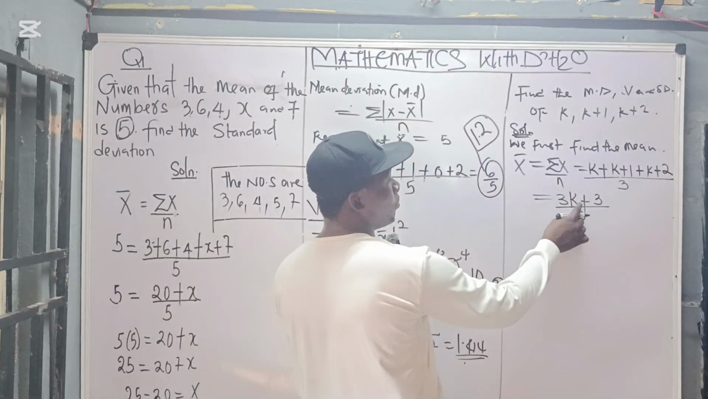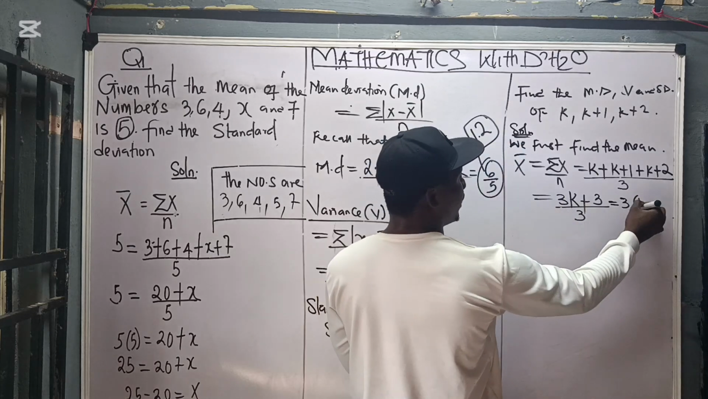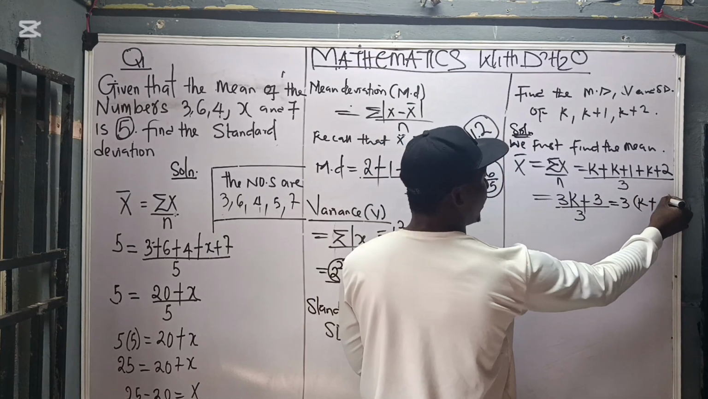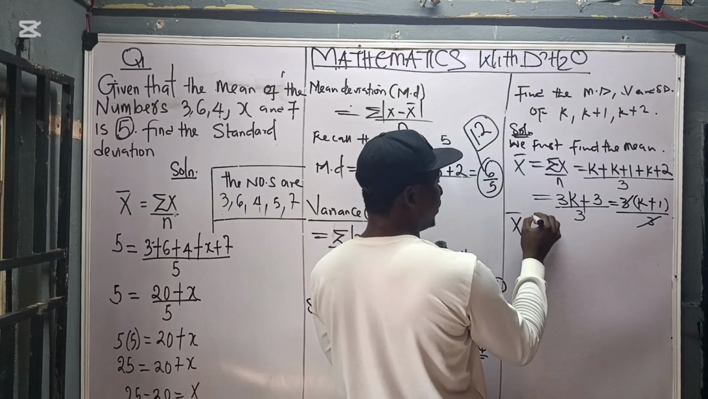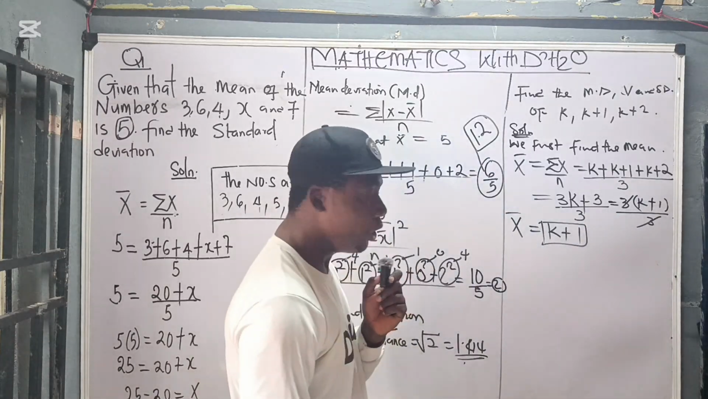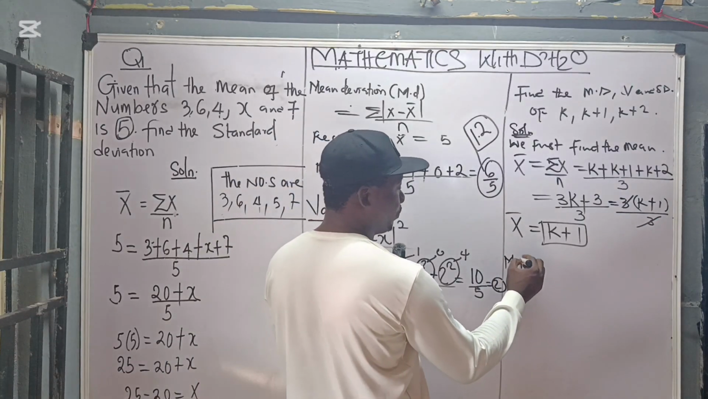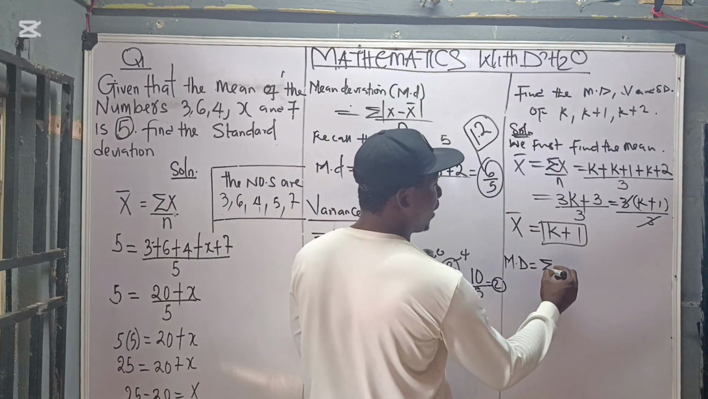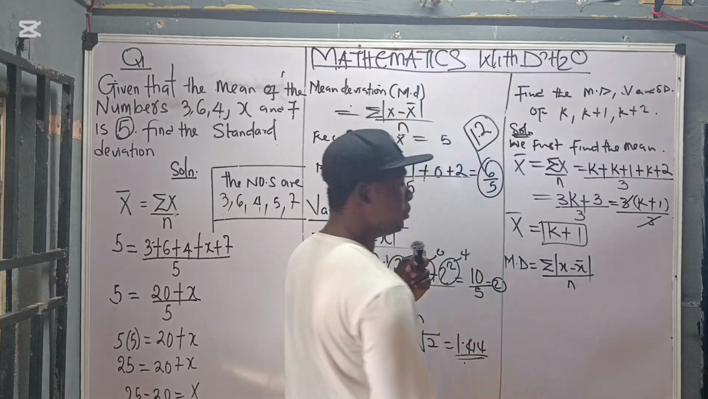So what is common in the numerator? It is 3. If you bring it out, you are left with k here and you are left with 1 here, everything over 3. So I'll use 1 and cancel this. So my mean now is k plus 1. This is my mean. So the first thing now is your mean deviation. What is the formula for mean deviation? Summation of x minus x bar over n. This is your mean deviation.